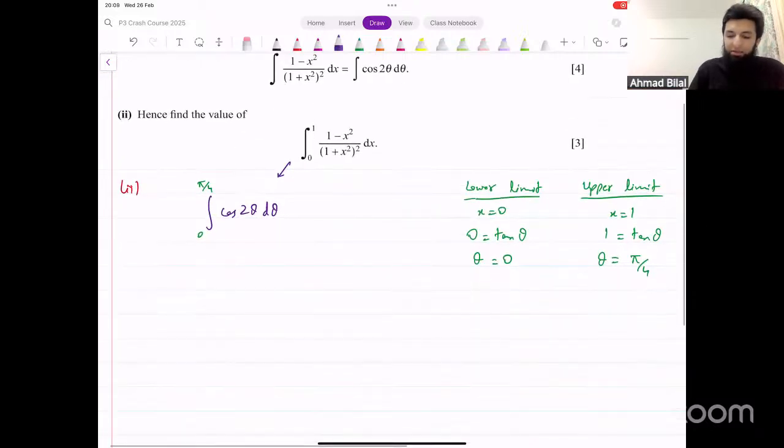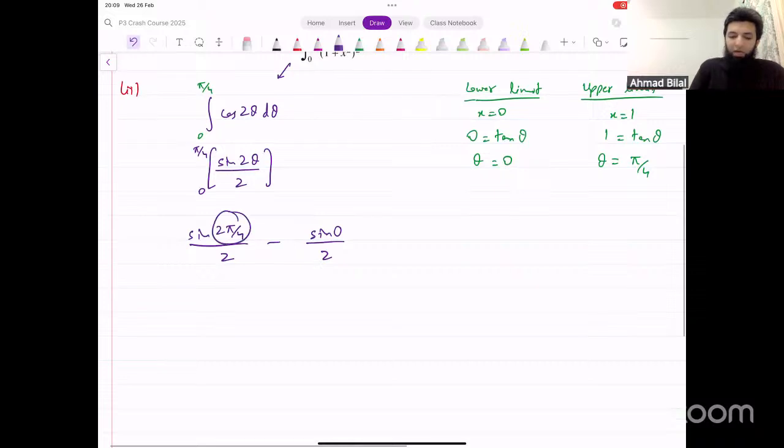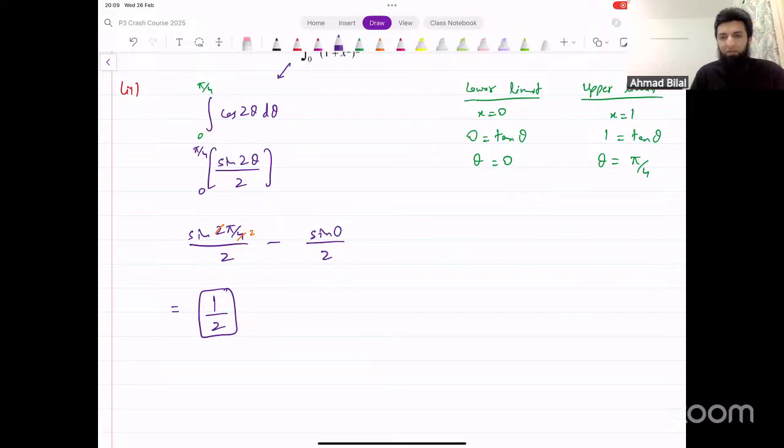Let's integrate this. Integration of cos is sine. That will become sine 2 theta divided by 2. That's the integration. Input limits from 0 to pi over 4. Let's input the pi over 4 limit first: sine 2 pi over 4 divided by 2 minus sine of 0 divided by 2. 2 pi over 4 cancels out to pi over 2. Sine pi over 2 is 1. So 1 over 2 minus 0, that's just 1 over 2. That's the result that we get.